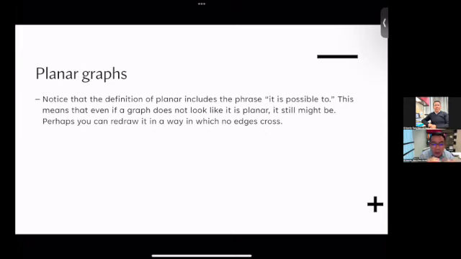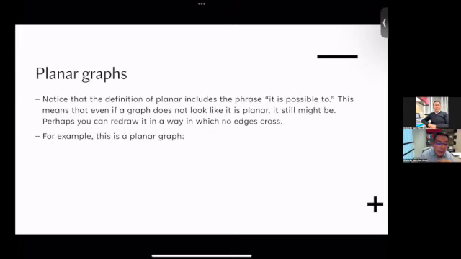Something important to mention is that sometimes we draw the graphs in a way that edges are crossing, and we may think that for that reason they are not planar, but sometimes we can rearrange the drawing respecting the topology of the graph. And if we can arrive at an arrangement where these edges are not crossing, then it was a planar graph. So we have to be careful with that.